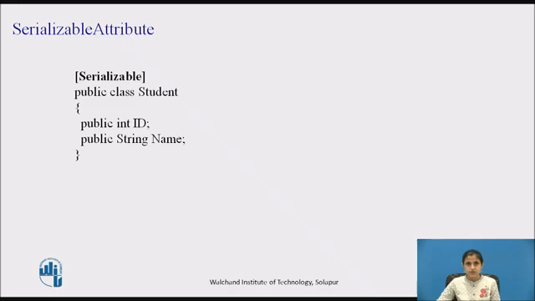The easiest way to make a class serializable is to mark it with the Serializable attribute. It indicates that a class can be serialized. This class cannot be inherited.